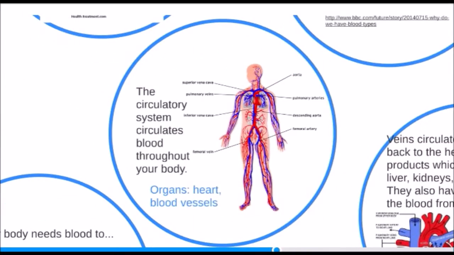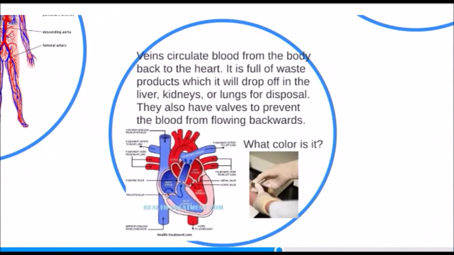So the circulatory system circulates blood throughout your entire body. Our major organs here are the heart and blood vessels. Veins circulate blood from the body back to the heart. It's also full of waste products, which are kind of gross, but your body has to use it to clean itself and pull these waste products out of the cells and dispose of them. When your blood goes through your liver, kidneys, or lungs, it disposes of these waste products.